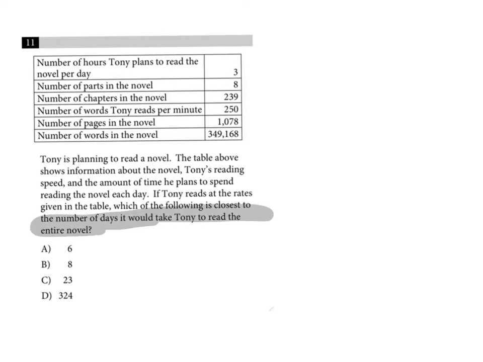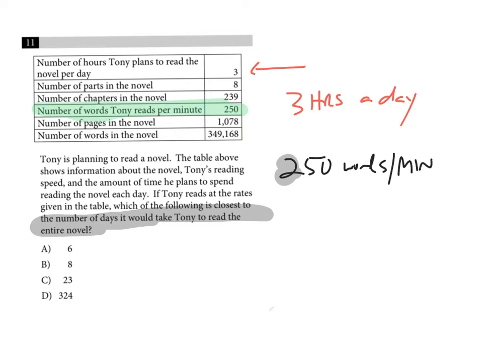So we're trying to figure out how long it's going to take him to read this whole book. Well, let's start at the top. It says the number of hours Tony plans to read the novel per day is 3. So he basically plans on reading 3 hours a day. Now, if I look here, it says Tony reads 250 words per minute. That's going to be important. The key is it says per minute.